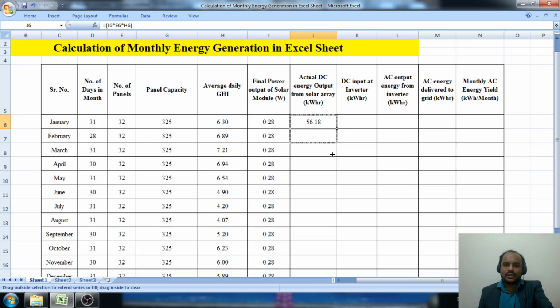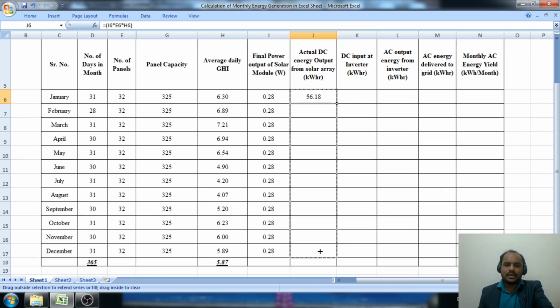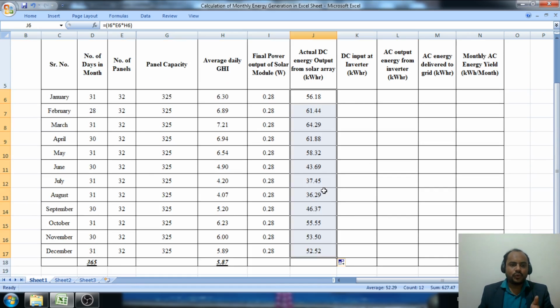So we just pull this value up to the December month. We came to know that in the month of July the value is 37.45, and in the month of January it is 56.18. It is because of the global horizontal irradiance value we get from solar radiation in July, which is typically a rainy season in India.